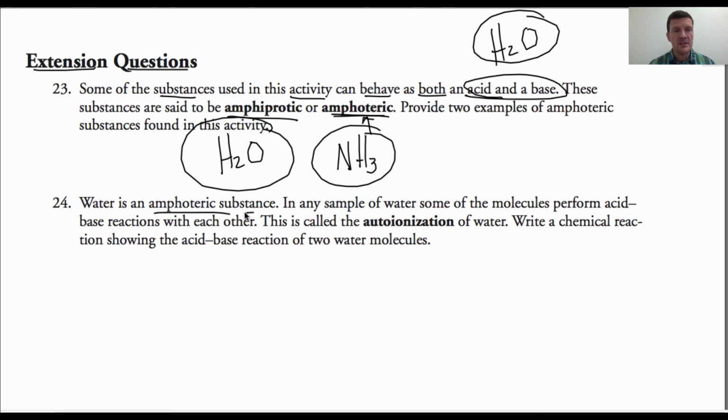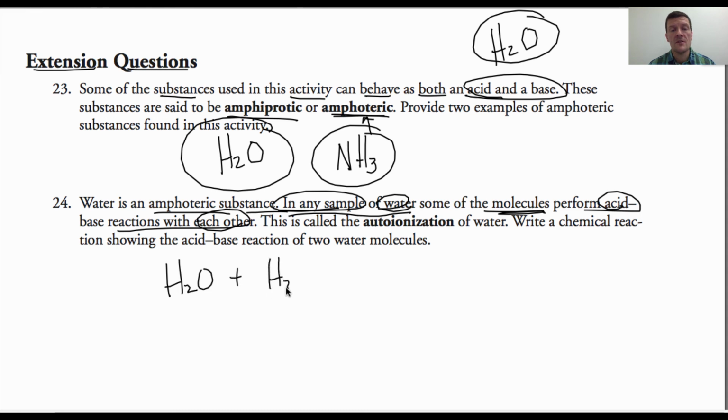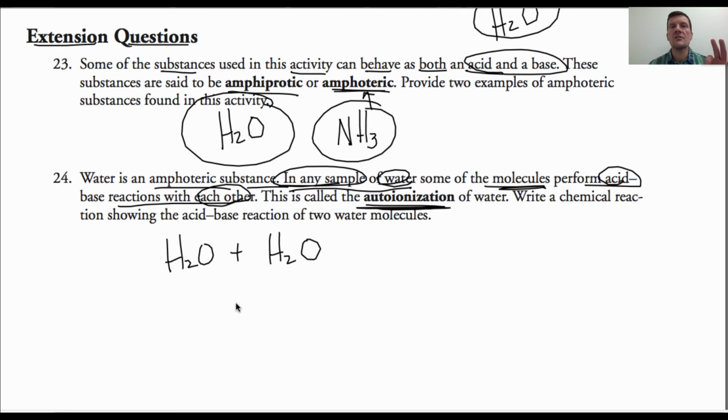Water is an amphoteric substance. In any sample of water, some of the molecules perform acid-base reactions with each other. Meaning if you've got water, just water, water will react with itself. This is called auto-ionization. Auto-ionization of water simply means that this is to a very, very small degree, by the way. Not every single water molecule is going to react like this in a sample of water. A small, minute quantity of them do this.